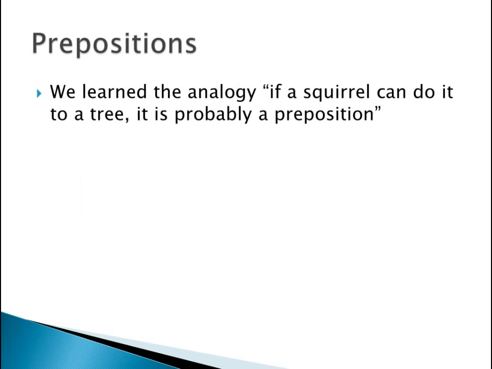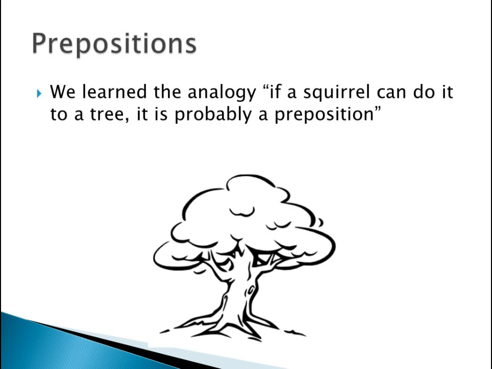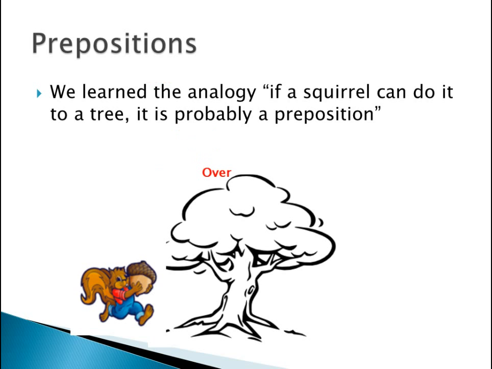Now, prepositions. On Monday, we talked about prepositions and prepositional phrases, and we saw the analogy on the screen. If a squirrel can do it to a tree, it is probably a preposition. So, here's our fun little tree, and there's our fun-loving squirrel, getting ready for winter. Now, if the squirrel can jump over the tree, over is a preposition. Of course, that's assuming the tree is small enough for the small squirrel to jump over, but you get the idea. A squirrel can jump over a tree, so over is a preposition.